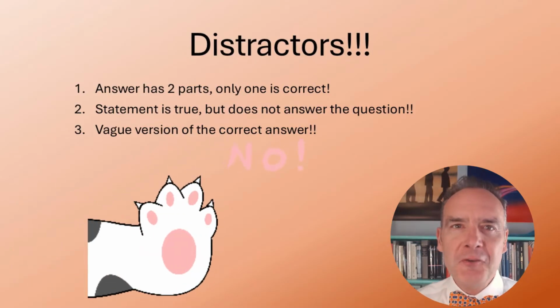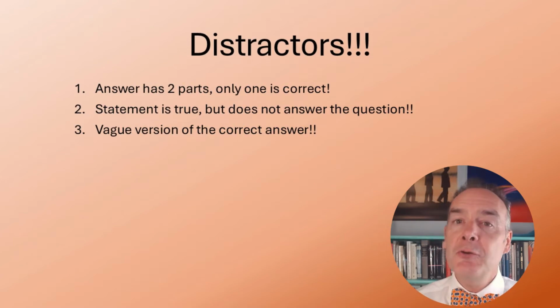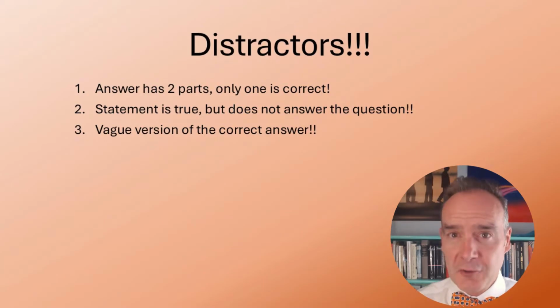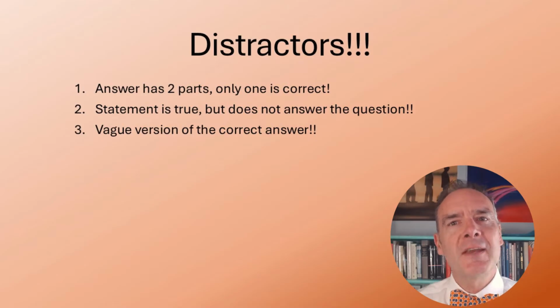The first type of distractor is an answer that has 2 parts, but only one is correct. If only one of the parts of the answer is correct, you should eliminate it. Second is when a statement might be true, but it doesn't answer the question. If the true statement does not answer the question, you should eliminate it. Third, it might be a vague version of the correct answer. If there's a more specific correct answer, you should pick that answer.